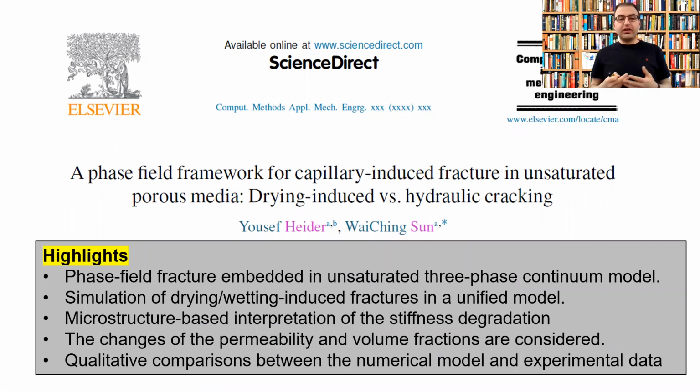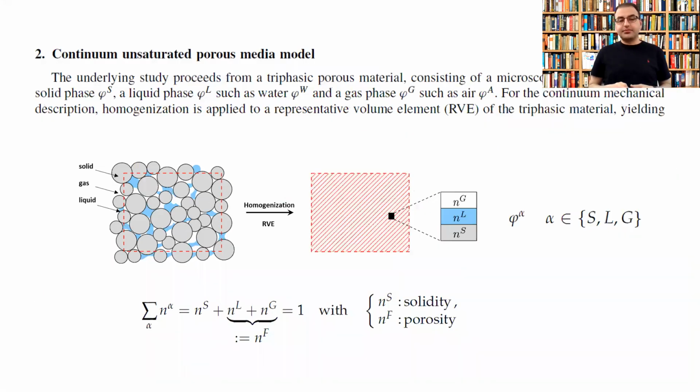So we had a phase field fracture model, which is embedded in unsaturated three-phase continuum porous material. We applied simulation of drying or wetting-induced fractures in a unified model. And we had a microstructure-based interpretation of the stiffness degradation. We also captured the changes of the permeability, or onset of anisotropic permeability, and the changes in the volume fractions due to the onset of cracks. And we had at the end qualitative comparisons between the numerical model and also experimental data.